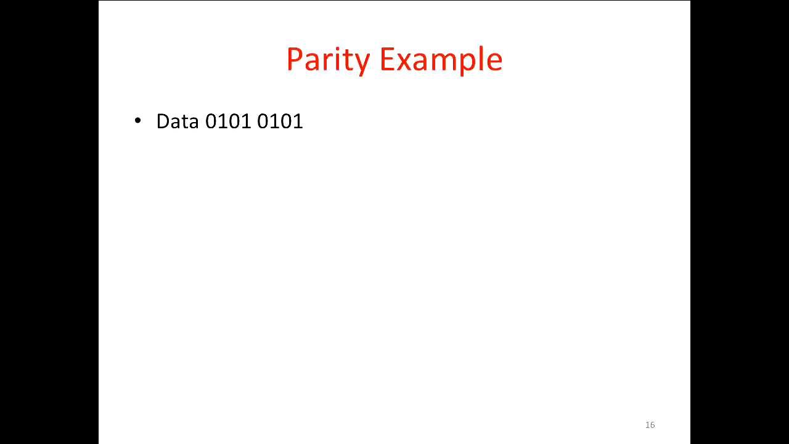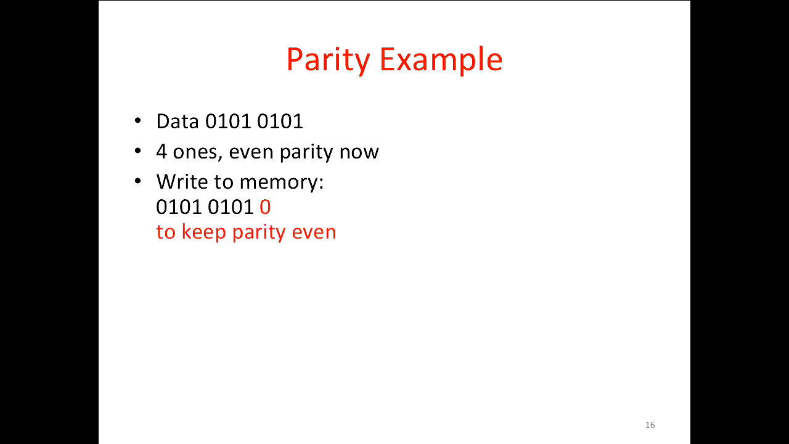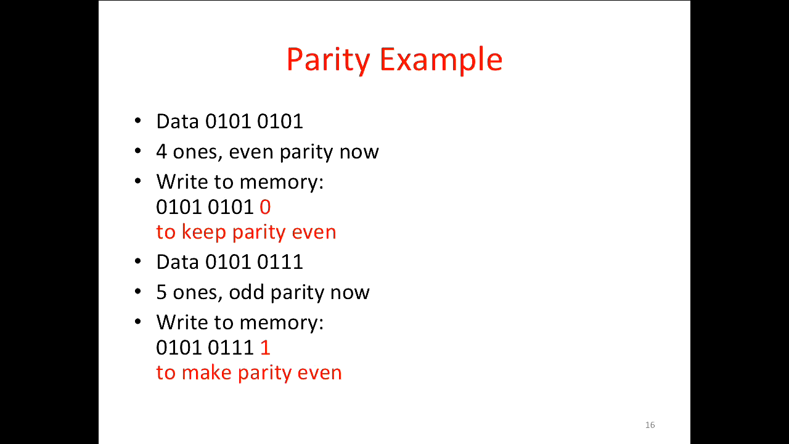Let's do an example. Here's data word 0101. 4 ones, so it's got even parity. So when you write this to memory, you can add a 0 here to keep the total even. Now, say you read the data back, and there's a corrupted bit here. Now you see, I've got 5 ones, that's now odd parity. Sorry, if the data had changed to this value, you'd have to add a 1 to make the parity even, all right? So it's an even number of ones in this case.